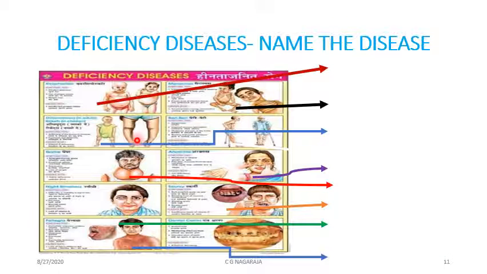Here is an image showing 10 images. You can identify at least 5 images and write what is the deficiency of vitamin or mineral in these people whose images are shown here. You may refer to your textbook also. You can ask your elders also.